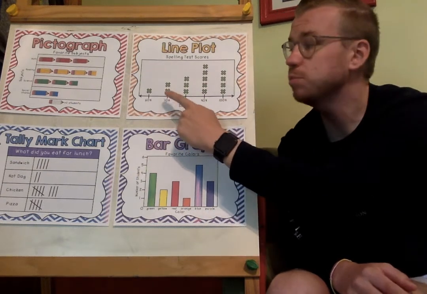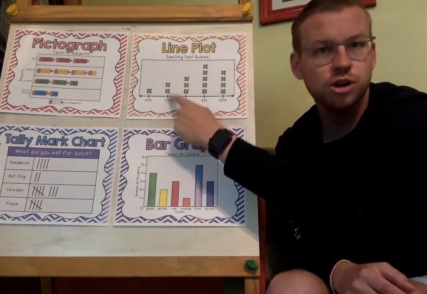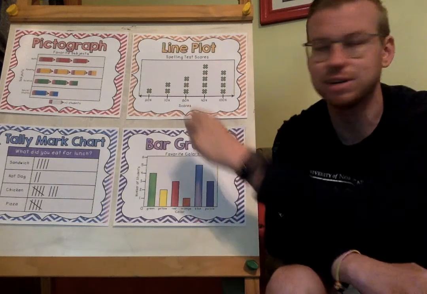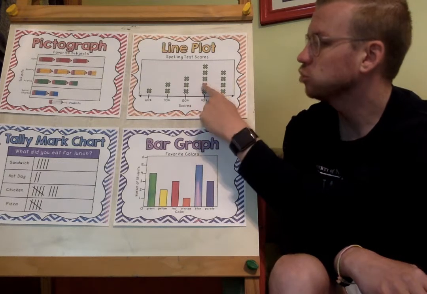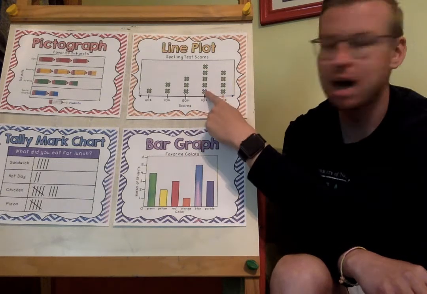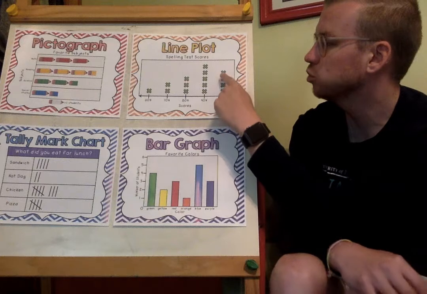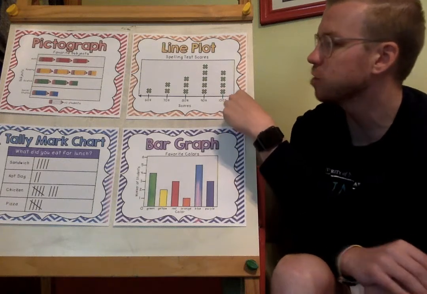Good. If you said that 2 people got 70, 1, 2, then you're exactly right. 2 people got a 70%. 3 people got an 80%. 1, 2, 3, 4, 5 people got a 90%. And 1, 2, 3, 4 people got 100%.